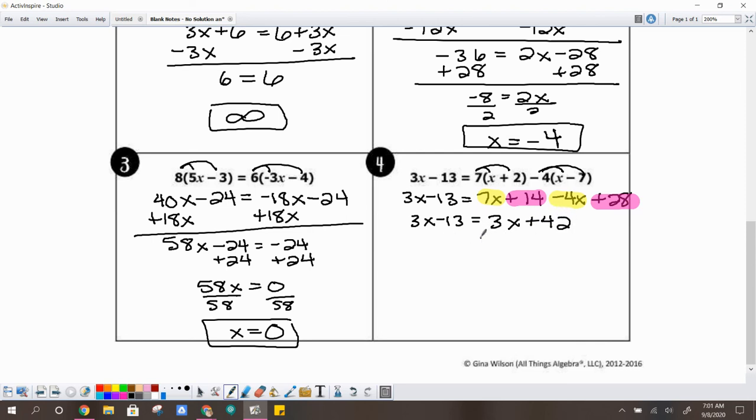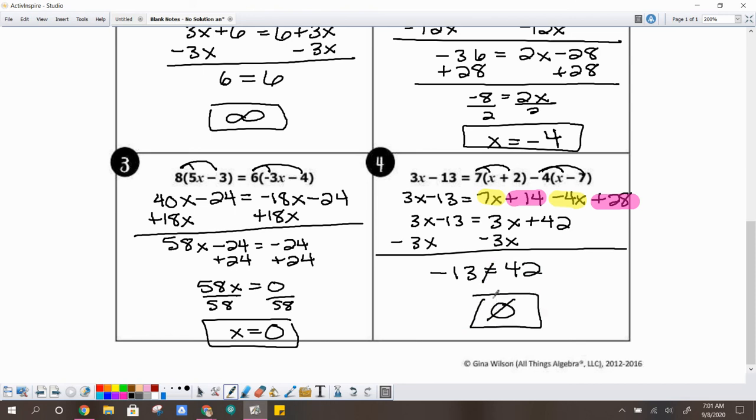Then we get all the x's on one side. So I have negative 13 equals 42. And that is not true, so this is a no solution problem.